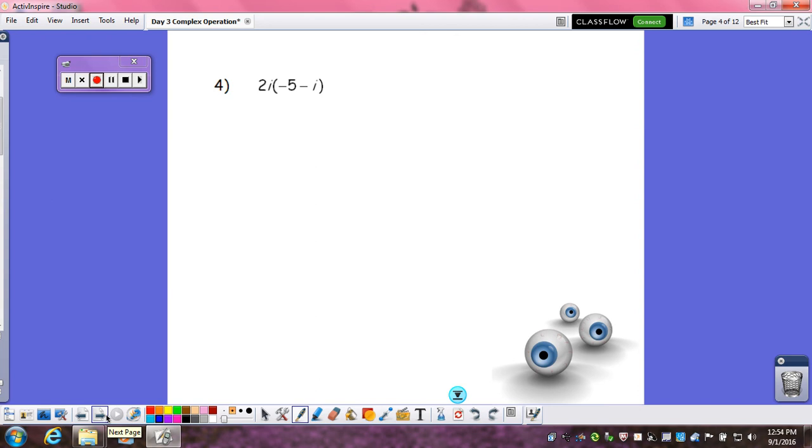For number 4, we have 2i on the outside. We're going to go ahead and distribute. So we have 2i times -5 is a -10i. 2i times a -i is -2i squared. To get it in standard form, we don't want that i squared. So i squared is equal to -1. We're going to go ahead and replace that.